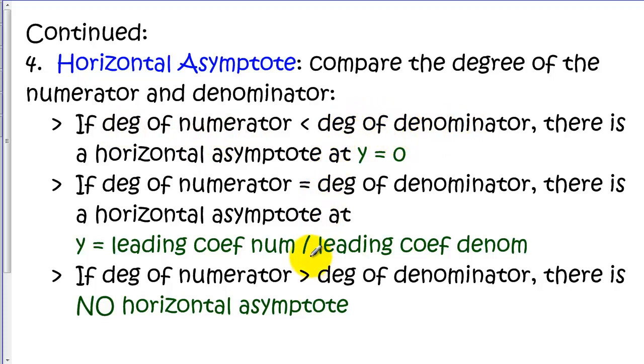We've got three different situations here. If the degree of the numerator is smaller than the degree of the denominator, our horizontal asymptote will be y equals 0. If the degree of the numerator and the denominator are the same, then the horizontal asymptote is going to be the value of the leading coefficient in the numerator divided by the leading coefficient in the denominator. And if the degree of the numerator is bigger than the degree of the denominator, then we won't have a horizontal asymptote. We'll see that when we go through our examples. We'll be making this check.